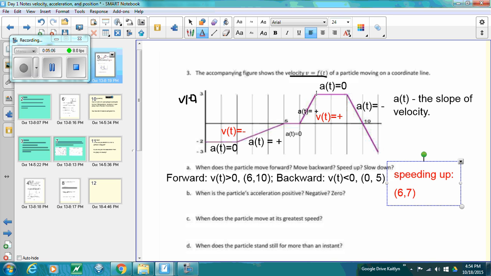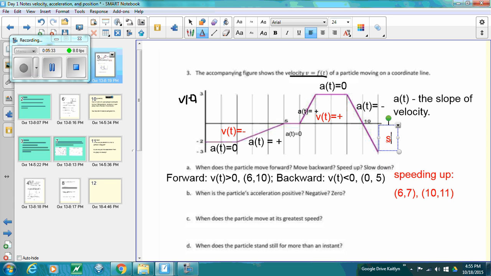And then at 6 to 8, acceleration is 0, so it's not speeding up or slowing down. From 8 to 9, my acceleration is negative, but my velocity is positive, so it's slowing down. And then from 10 to 11, my velocity and acceleration are both negative, so from 10 to 11, it's also speeding up.